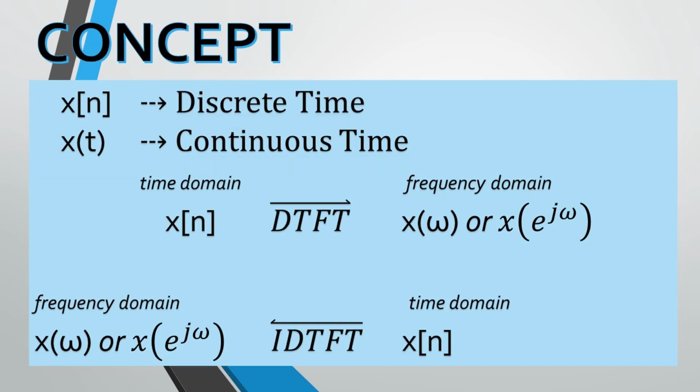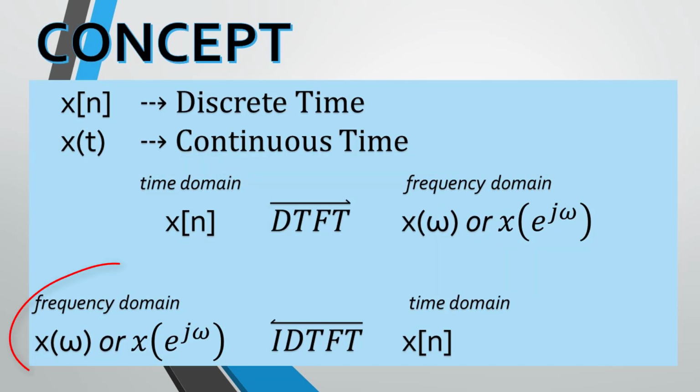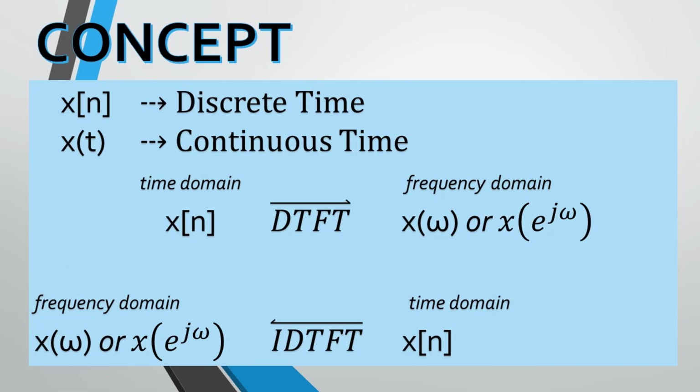So we have a signal x of n that is in the time domain. If we apply DTFT here, we will get a signal in the frequency domain. The notation of the signal is X of omega or X of e raised to j omega. If you are converting a signal in the frequency domain to the time domain, then we are doing the inverse DTFT. Now we understand the concept.